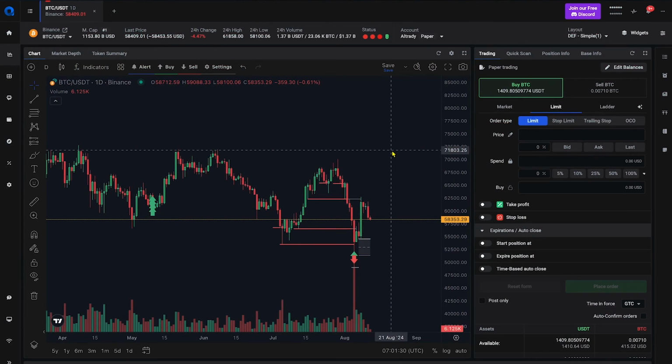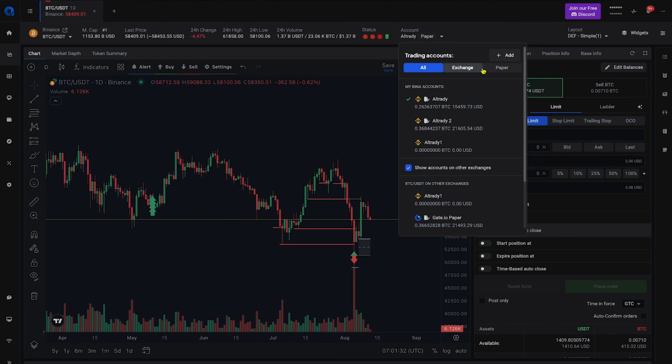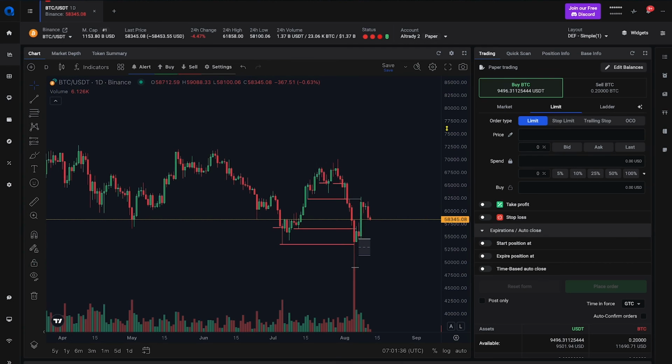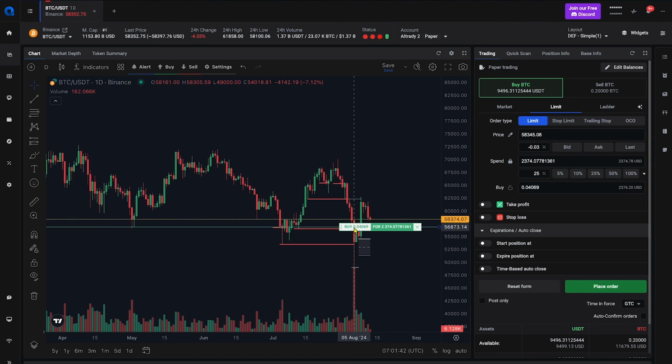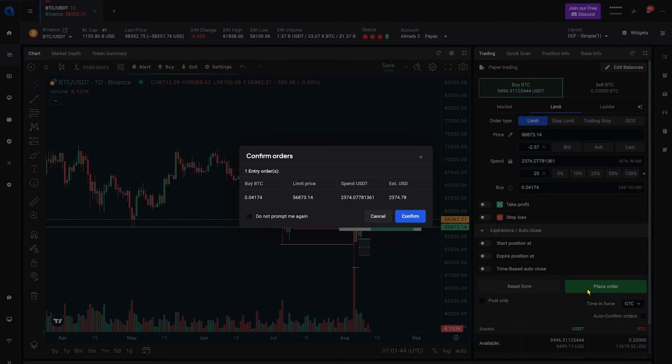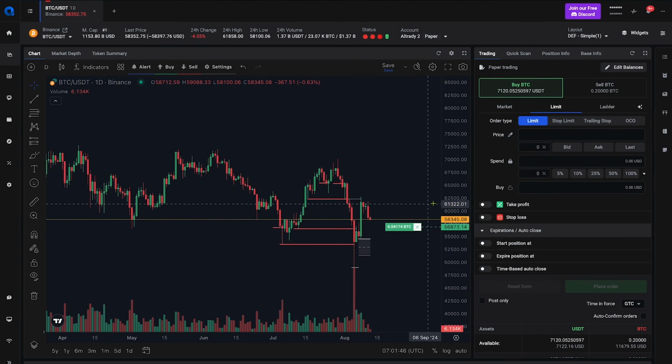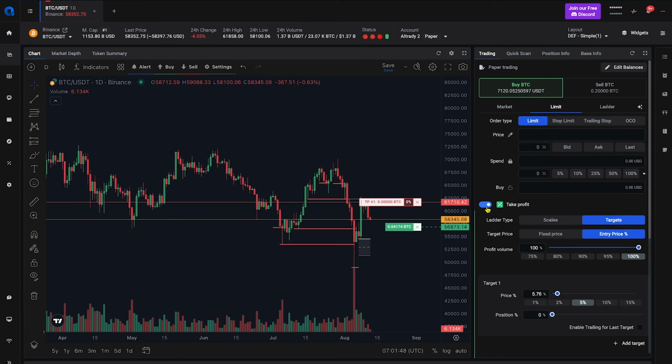Another useful recommendation is to test your strategies first with paper trading. This allows you to practice executing trades in real time using a simulated account without risking real money. It's an excellent way to gain practical experience, build confidence, and refine strategies before committing capital.